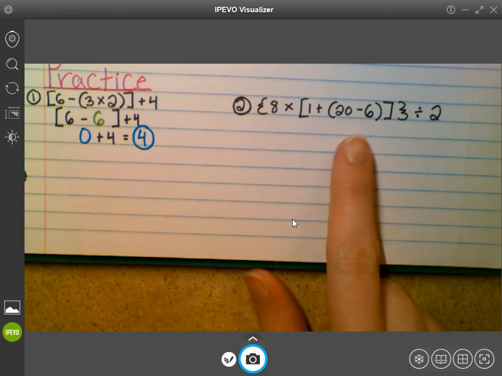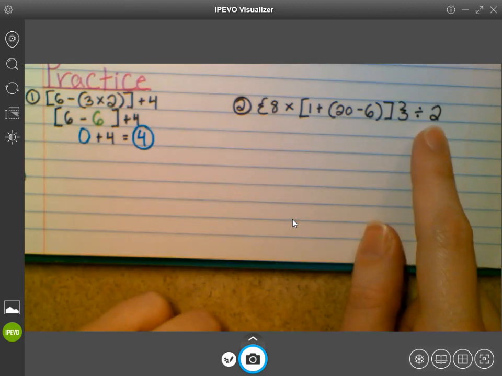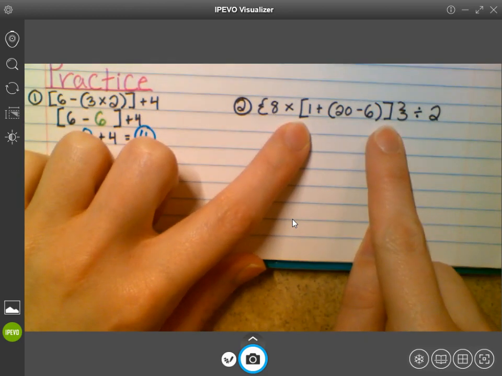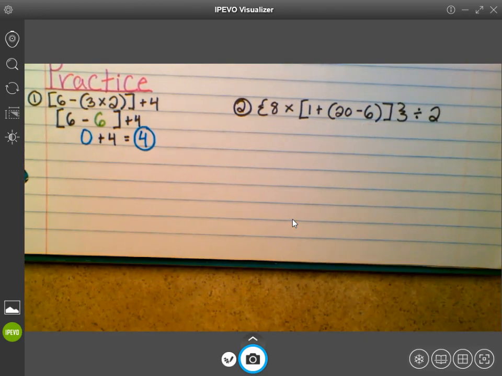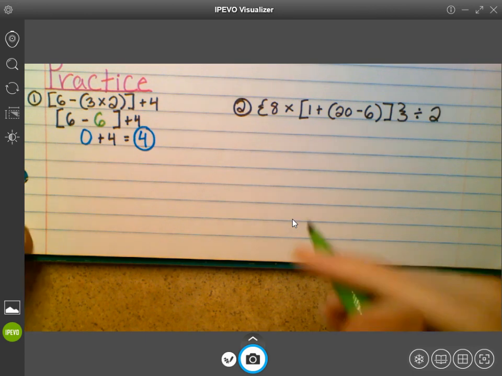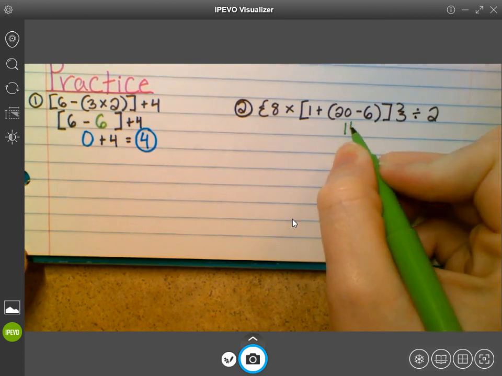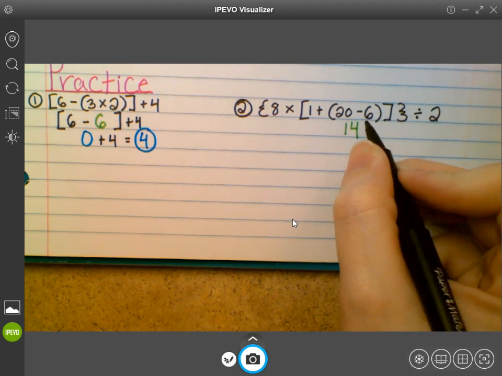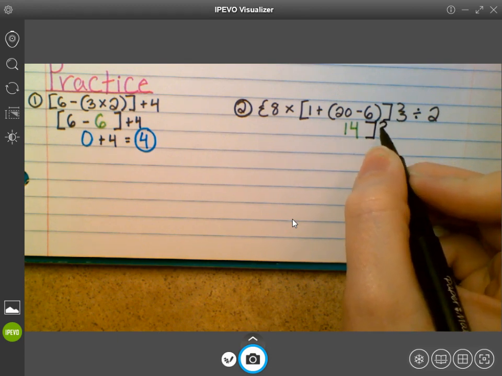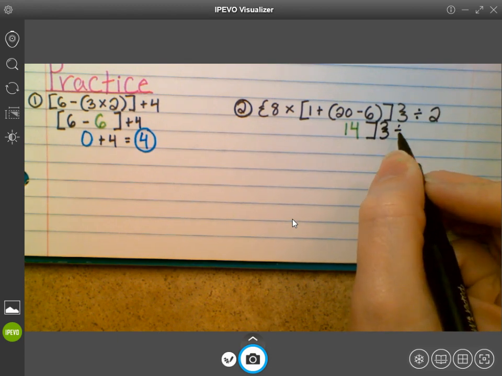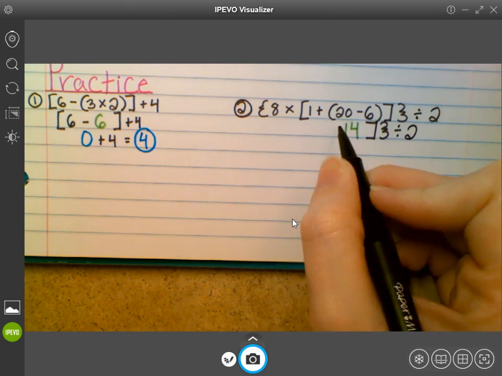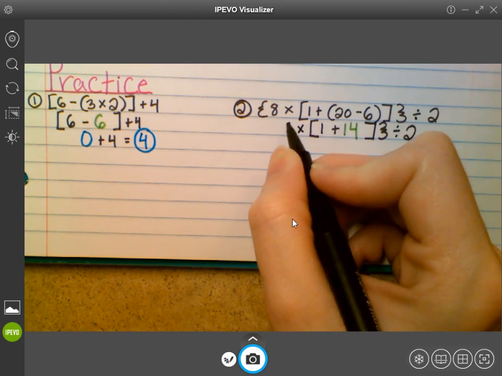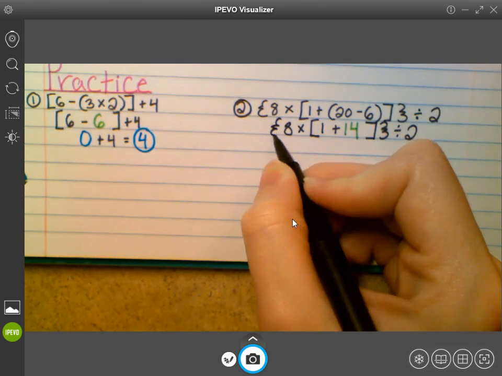Okay, so then number 2, on the way outside, I have divided by 2. Then I have braces. Go into the next level, I have brackets. Then go all the way inside, I have parentheses. So I'm going to solve what's in parentheses first. So 20 minus 6 is 14. Then I copy down everything I haven't done. So closing brackets, closing braces, and divided by 2 to the right. Then I have my +1 opening bracket times 8 opening brace to the left.